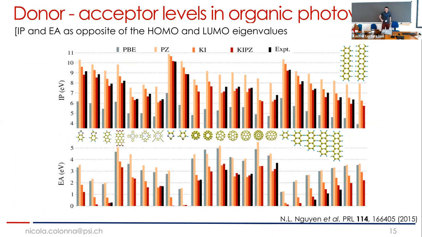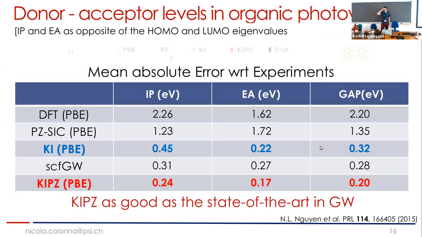This is another example to show that not only the first ionization potential, but also other single particle eigenvalues are correctly reproduced. Here we took a set of 27 small molecules that are relevant for photovoltaics. You see the fullerene and the acenes. And again, this is the average performance of KI in blue and KIPZ in red compared to the state of the art in GW. And you see again, we are in line with Green's function theory, or even slightly better, especially for KIPZ, for both the first ionization potential and the electron affinity, again evaluated as minus the energy of the eigenvalue.